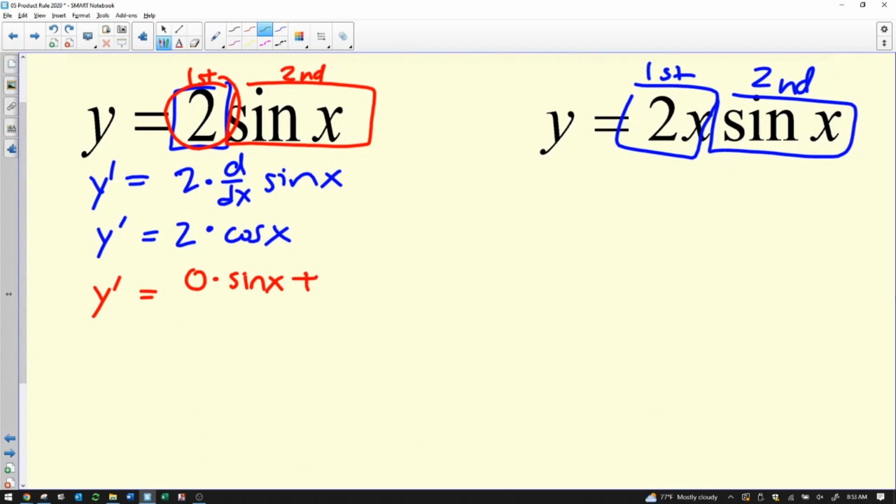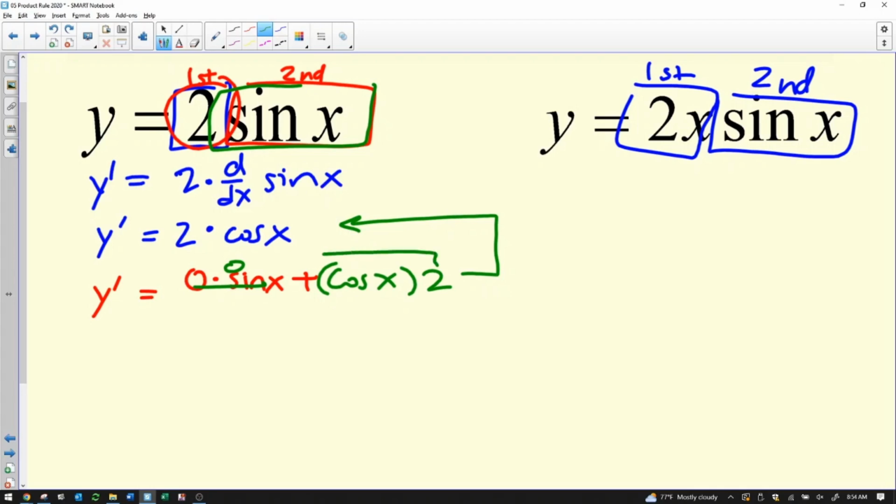Then you add the derivative of the second. So what's the derivative of sine x? Cosine x times the derivative of x, but that's just 1, okay? And then you multiply by the first, not the derivative of the first, just the first, so that would be 2, okay? So the derivative of the first times the second plus the derivative of the second times the first. Is this answer the same as that answer? It is, because 0 times anything is 0.